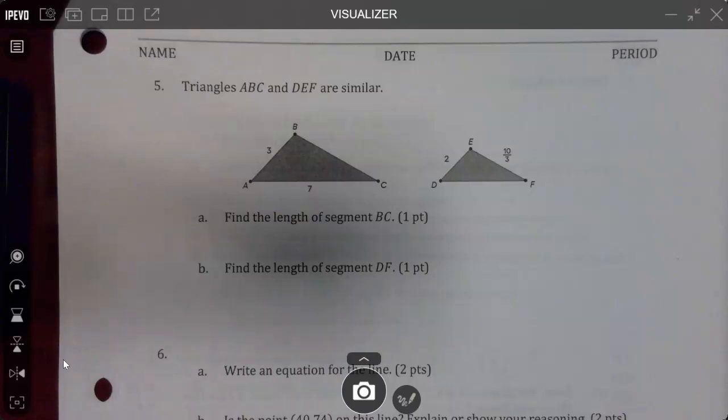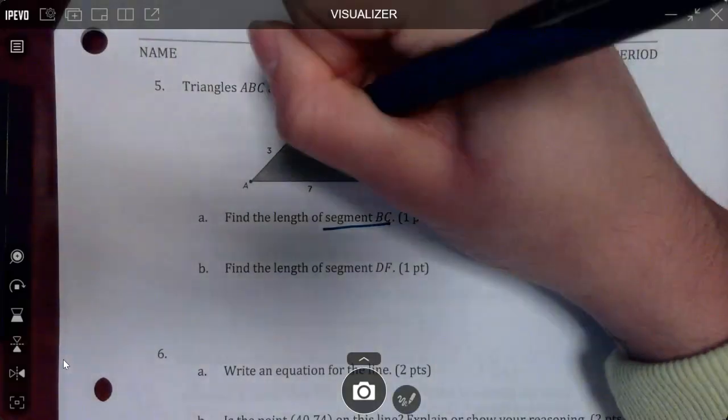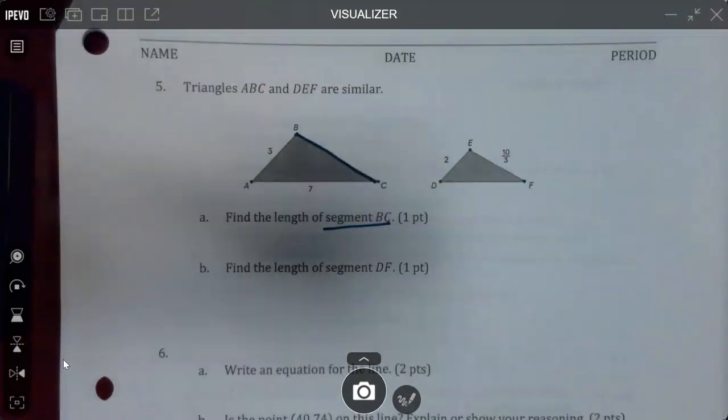Number 5, triangles ABC and DEF are similar. So you already know that for a fact. All the angles are equal. That means there should be a scale factor that gets you from one to the other. So first thing, I need to find the segment BC. So I am looking for this distance right here.